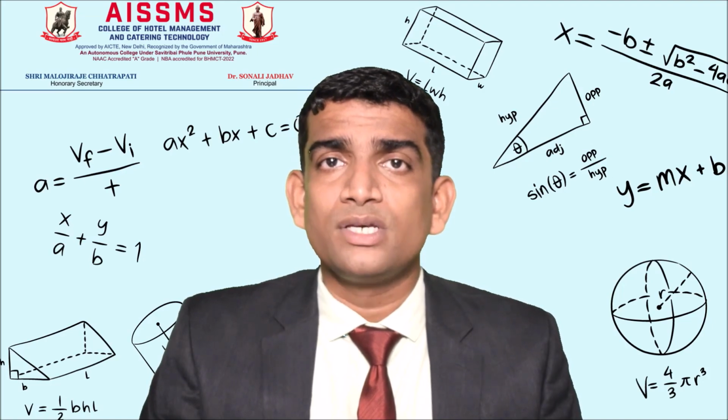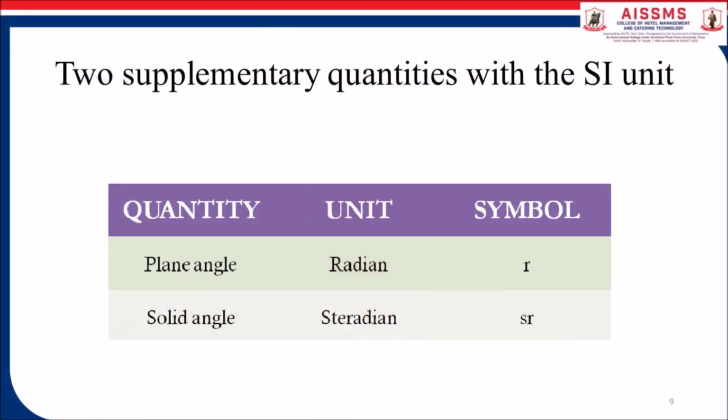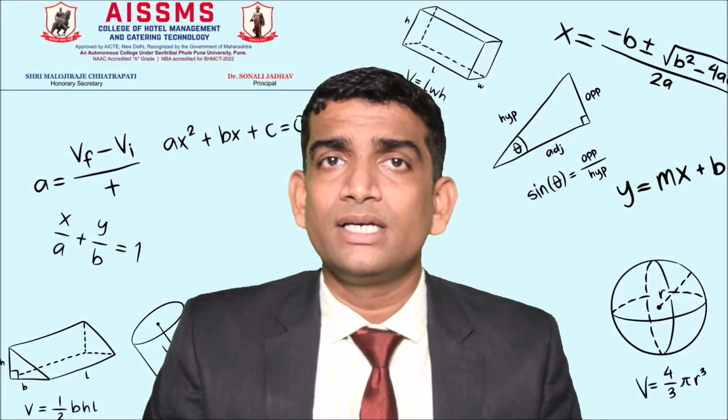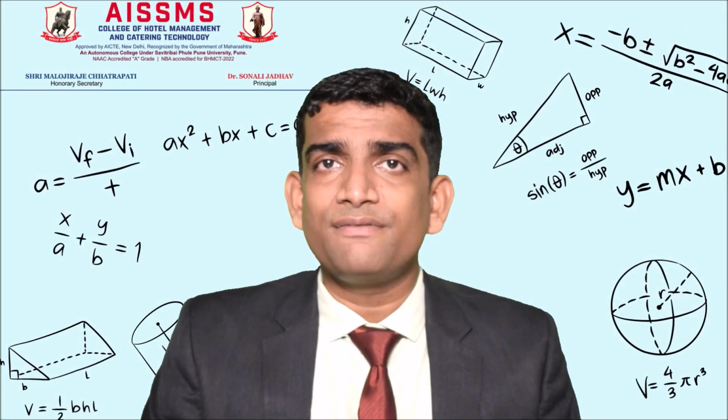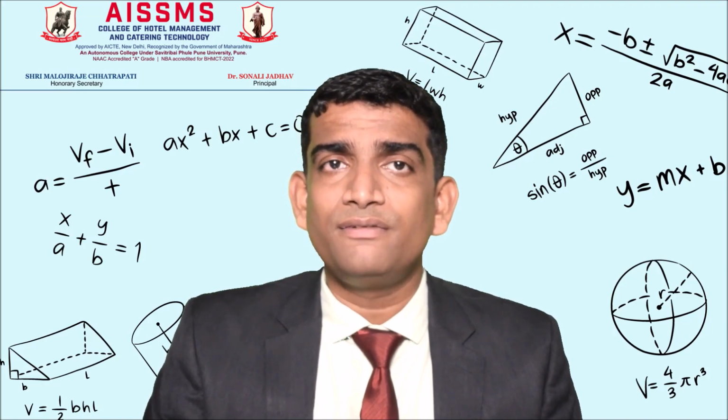Apart from those, there are 2 supplementary quantities with SI units, that is plane angle, which has the radian as its unit with a symbol of rad, whereas solid angle has a unit of steradians with sr as the symbol. Now let us see these 7 fundamental quantities and their units in detail and what their definitions are.